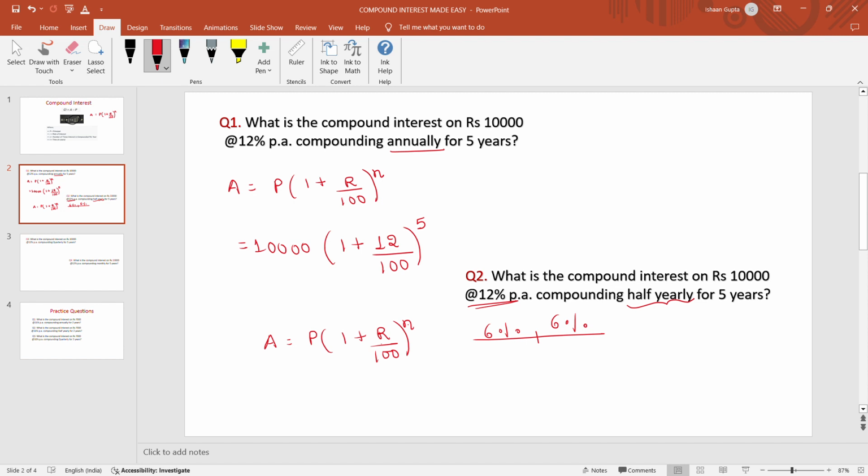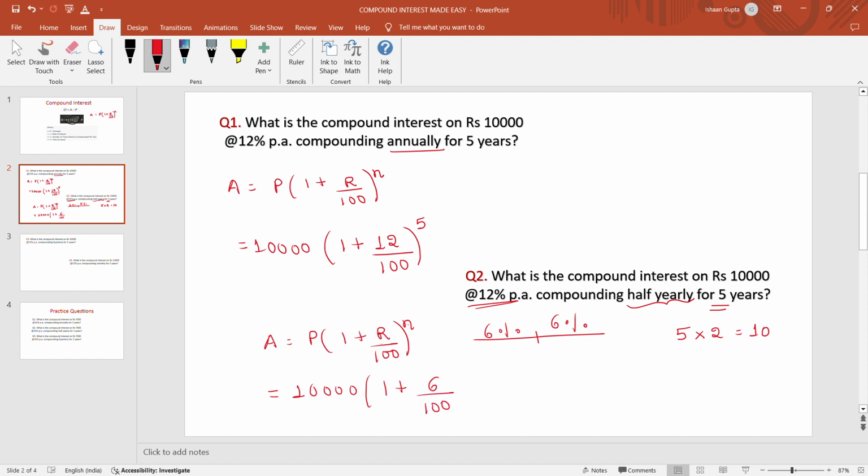And how many half years are there in 5 years? 5 into 2 half years. That means 10 is the time period. So how do we put in the values here? 10,000 here and 1 plus 6 by 100.